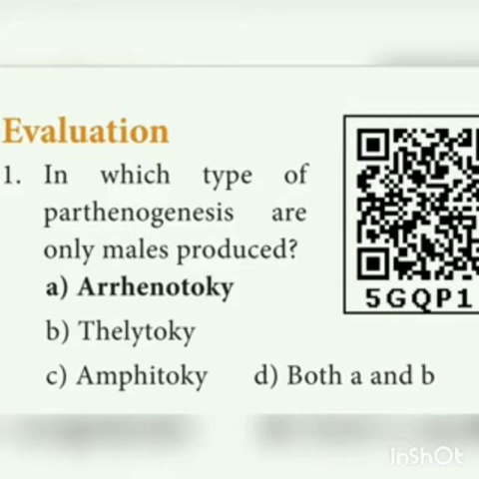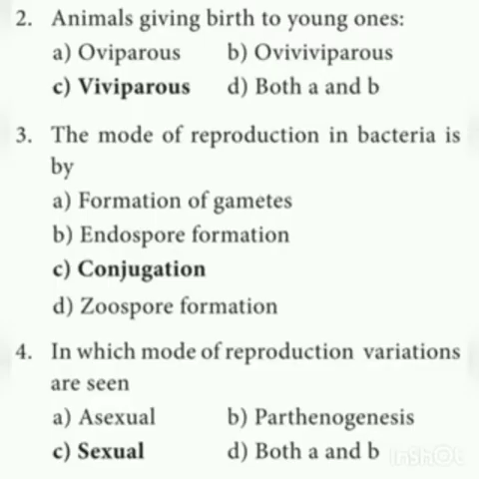So you know the answer, arrhenotoky. Second one: the animals giving birth to young ones are called viviparous. The mode of reproduction in bacteria is by conjugation. In which mode of reproduction are variations seen? Variations are seen in sexual reproduction because male and female gametes are involved in sexual reproduction.